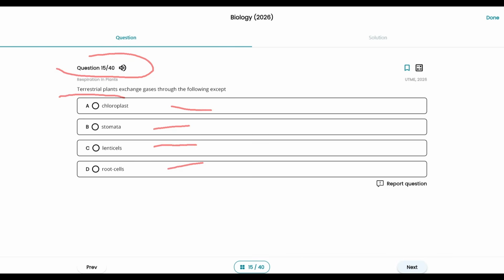So now, let's look at stomata. Stomata are tiny openings on leaves for gas exchange during photosynthesis and respiration. So just jot down what I'm saying. They are tiny openings on leaves for gas exchange during photosynthesis and respiration.